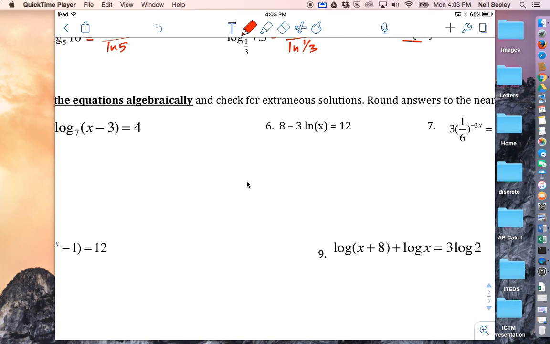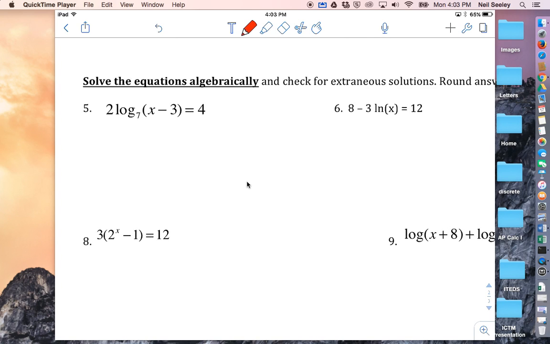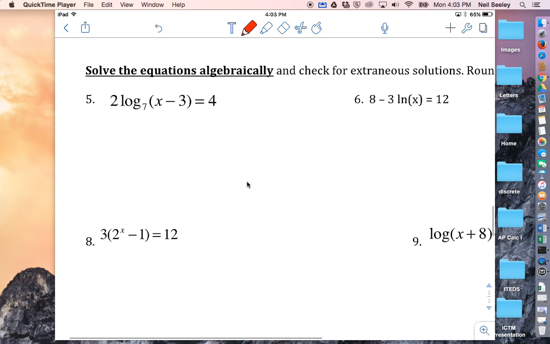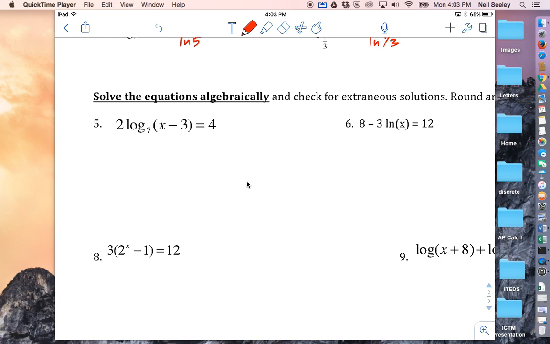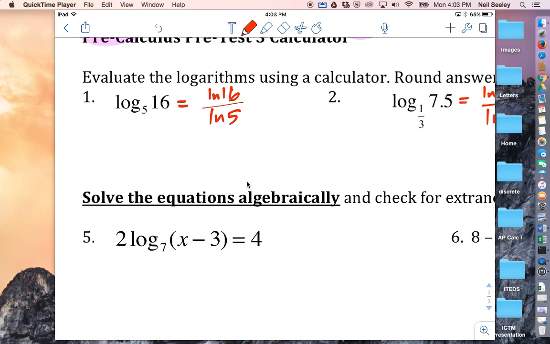I think I'll do these two basic ones, 5 and 6, and then I'll hit stop, and then I'll go and do the rest in another video. Okay. When you do logs, or solving, I should say in general, your job is to isolate either an exponential function or a log function. That's what I'm going for. So you isolate the function of choice, log or exponential.